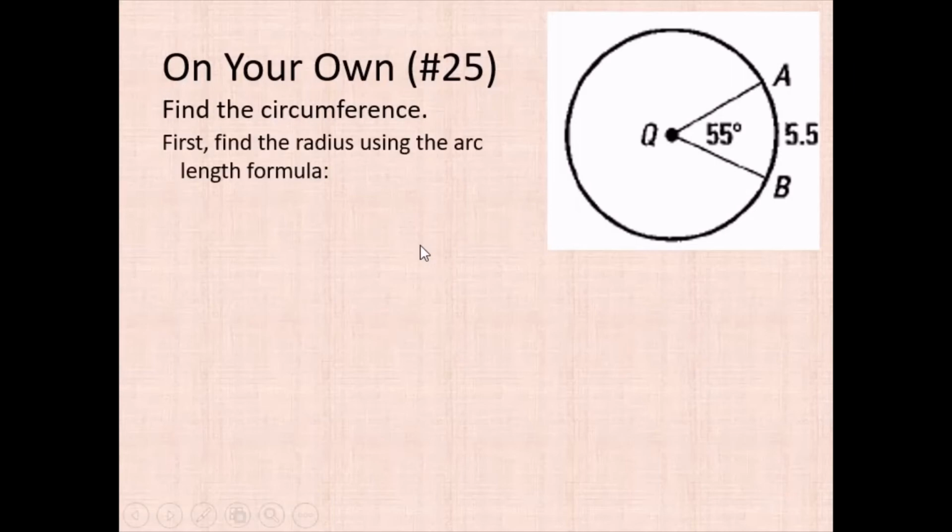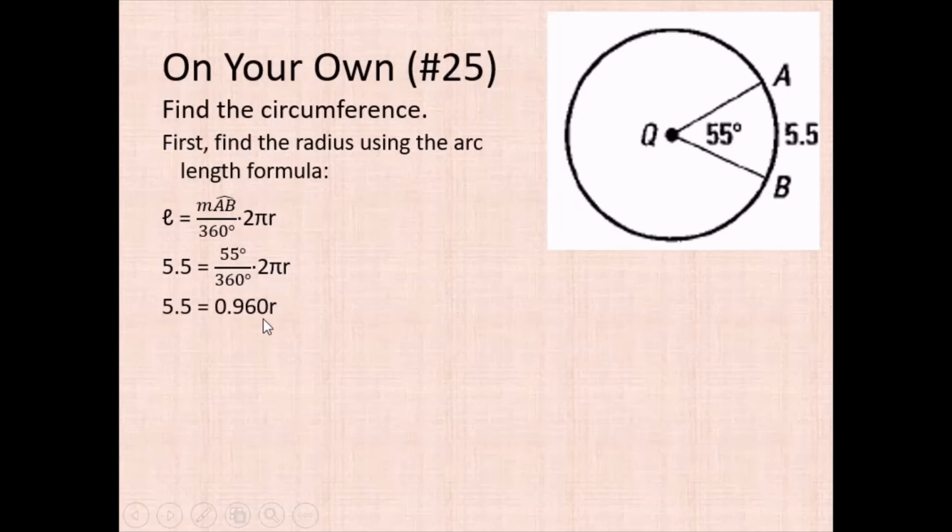Okay, so normally when I find circumference, I need the radius, because I do 2 pi r. But I'm not given the radius in this picture here. So I've got to use what I'm given, and I have a 5.5, which is an arc length. So I'm going to start off with the arc length formula and put 5.5 in for L. And I have an MAB, the measure of the arc, which is the degrees, the 55 degrees. And the rest of these are in the equation, 360 and 2 pi. So if I do 55 divided by 360 times 2 times pi, that would give me 0.960.